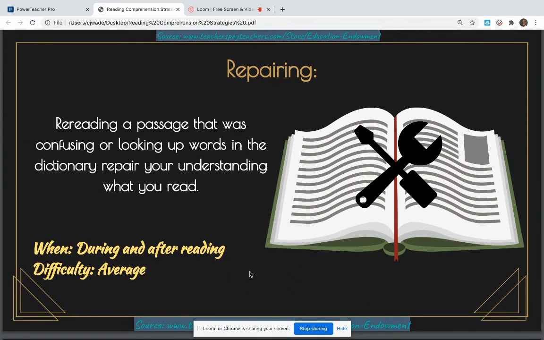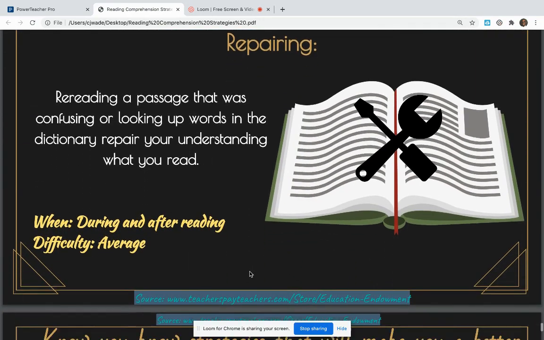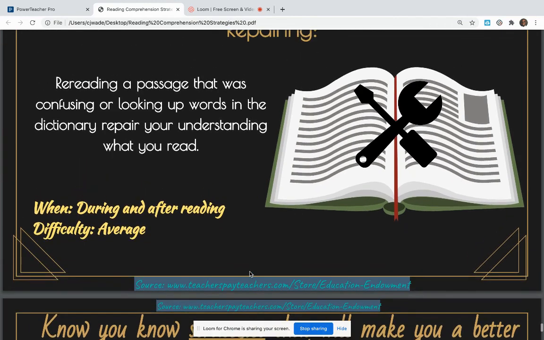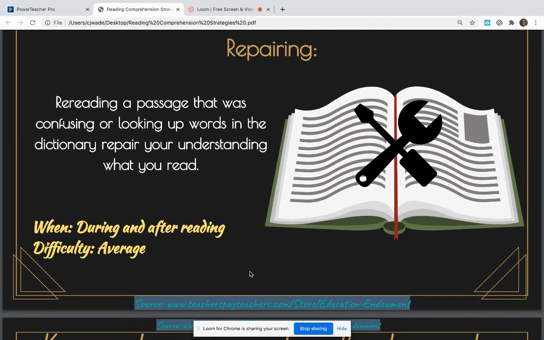Rereading a passage helps us get through portions that are confusing, and it helps us to understand the text better. It helps us to put the text back together and understand the whole text all together. Because if you don't understand the whole text, and you're basically cutting a section out, then you are limiting your comprehension.